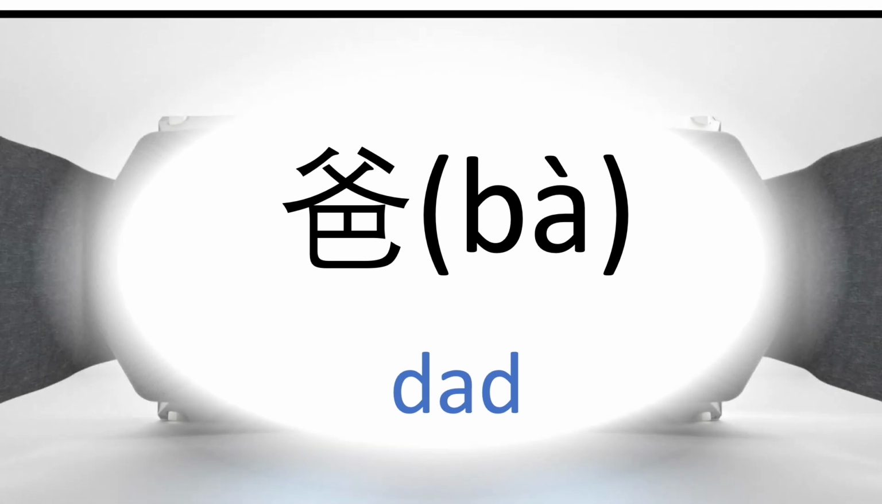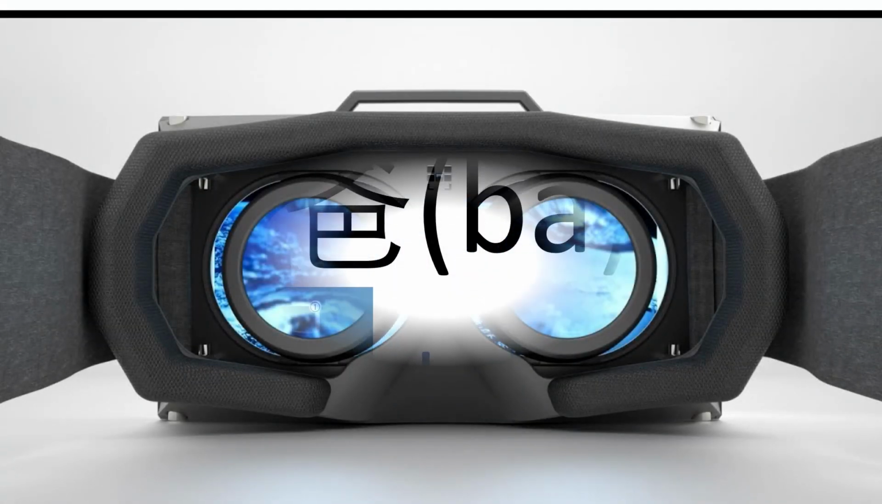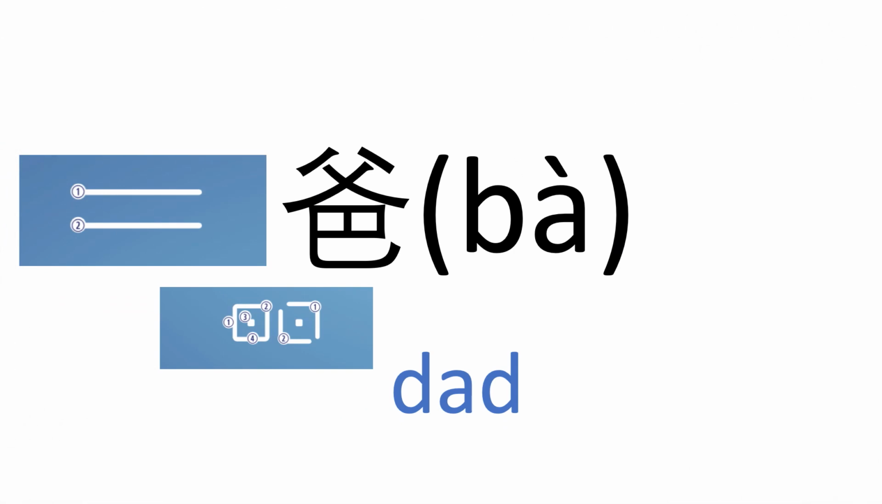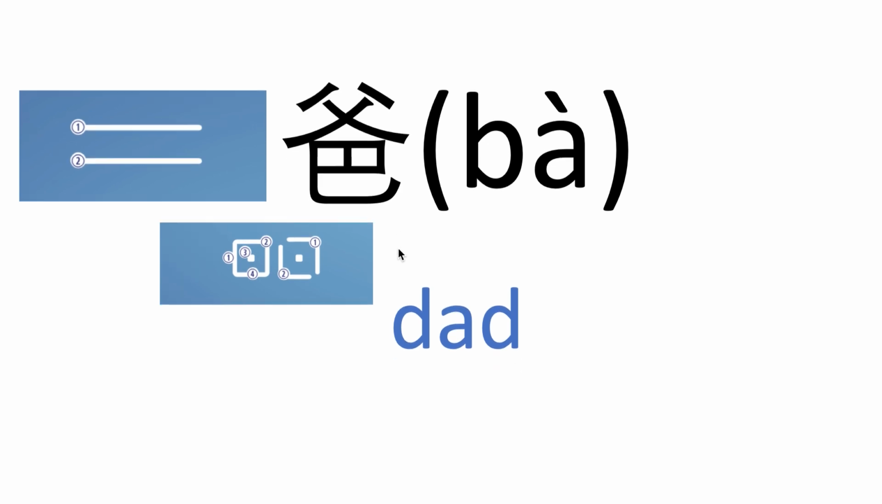Ba means dad. It's a top to bottom structure, but the bottom is semi-enclosed. Do the outside first and then the short straight down and then close. And then horizontal and then close. That's correct. Good job. Next one.